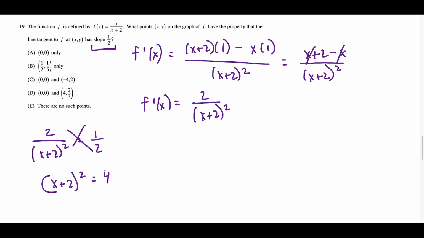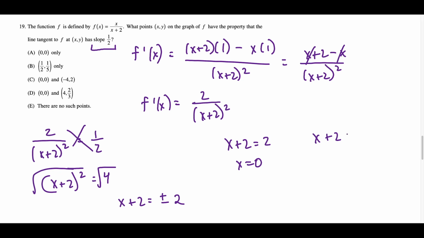Now you could expand this and do all that, but honestly the easier way to do this is just to use the square root property. And the square root of x plus 2 squared is going to give us x plus 2 equals plus or minus positive 2 here. So if we solve out both of those equations, we have x plus 2 equals positive 2, which gives us x equals 0, and we also have x plus 2 equals negative 2, and when we subtract 2 here, we get x equals negative 4.